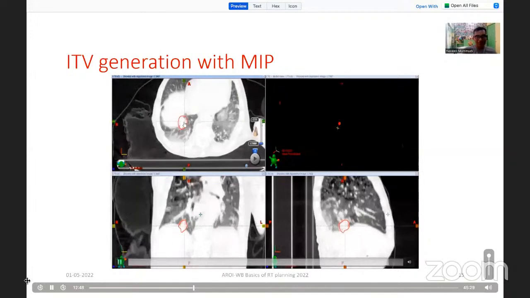But again, this is one of the pitfalls of using ITV generation with MIP, because when the tumor is close to the mediastinum or close to the diaphragm, it becomes extremely hard to differentiate again between the tumor and the other structures. So we generally don't do this in patients who have tumors close to the diaphragm. Rather, I would do some sort of deep inspiratory breath hold if the patient is able to hold it.